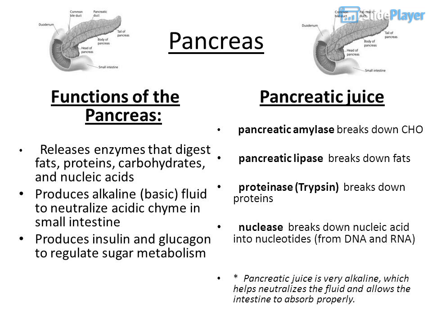Pancreatic juice. Pancreatic amylase breaks down CHO. Pancreatic lipase breaks down fats. Proteinase, trypsin, breaks down proteins. Nuclease breaks down nucleic acids from DNA and RNA into nucleotides. Pancreatic juice is very alkaline, which helps neutralize the fluid and allows the intestine to absorb properly.